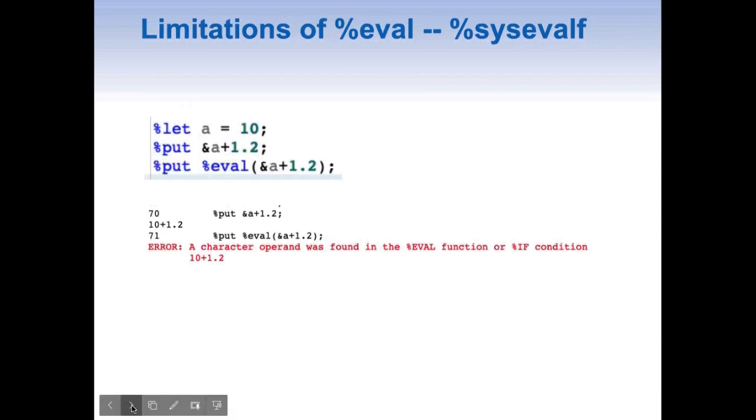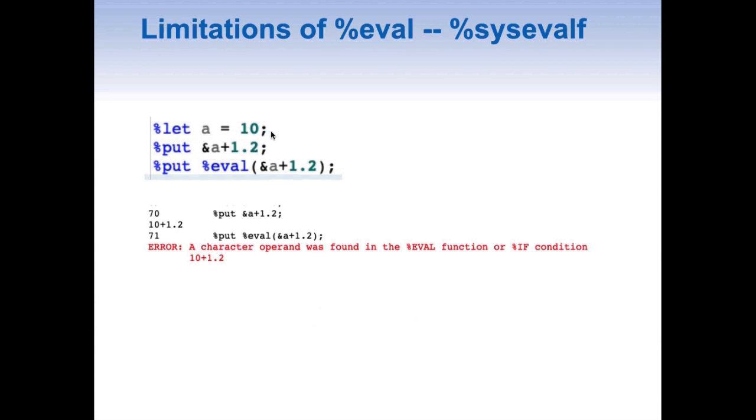Now let us quickly move on to another topic. Even though %eval is very useful in giving numeric ability to the macro variables, it has its own limitation. Especially it is very limited when we are trying to use any macro variables which have decimals. Now let us look into an example and try to understand it better.